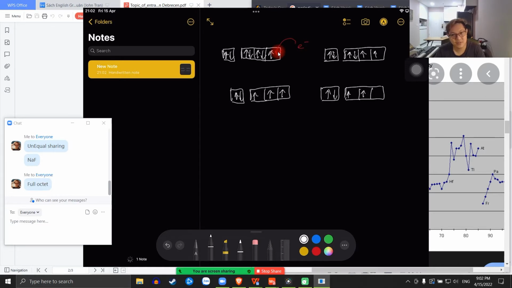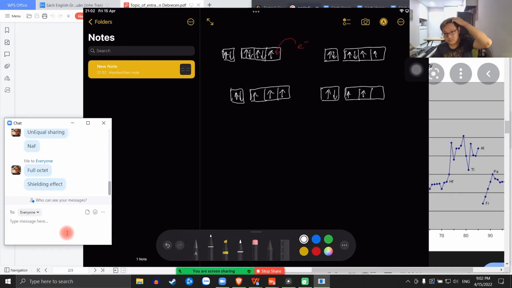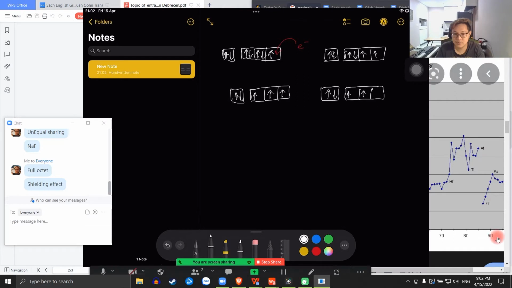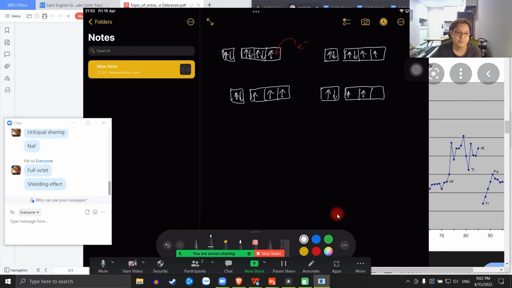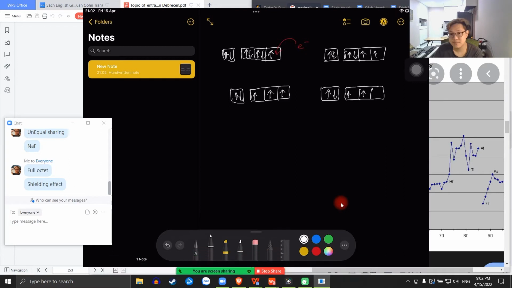Sometimes it's not that easy to understand this trend, but you can explain it with a shielding effect. Like electrons next to each other, they tend to shield each other. It's like the shielding effect, you know. You can use the shielding effect to explain this trend in electronegativity. Okay, anyway, I guess this one is also in my video too. You can watch that. Yep, sure.